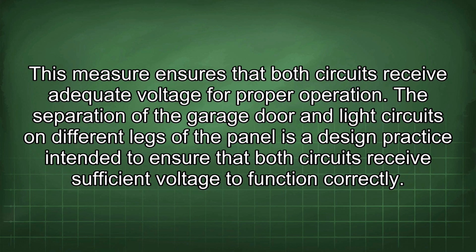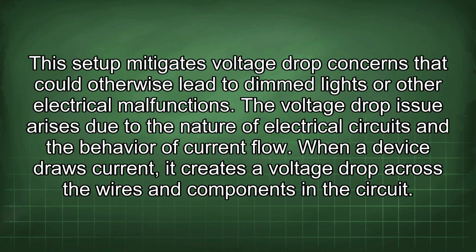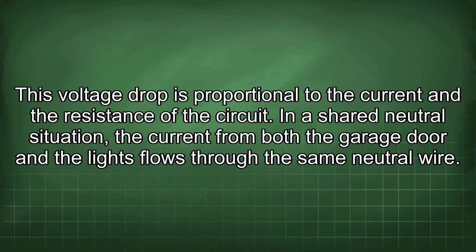The separation of the garage door and light circuits on different legs of the panel is a design practice intended to ensure that both circuits receive sufficient voltage to function correctly. This setup mitigates voltage drop concerns that could otherwise lead to dimmed lights or other electrical malfunctions. The voltage drop issue arises due to the nature of electrical circuits and the behavior of current flow. When a device draws current, it creates a voltage drop across the wires and components in the circuit. This voltage drop is proportional to the current and the resistance of the circuit.